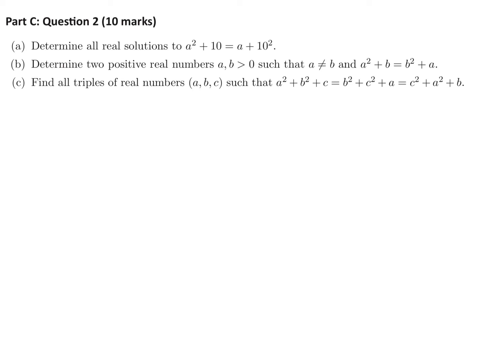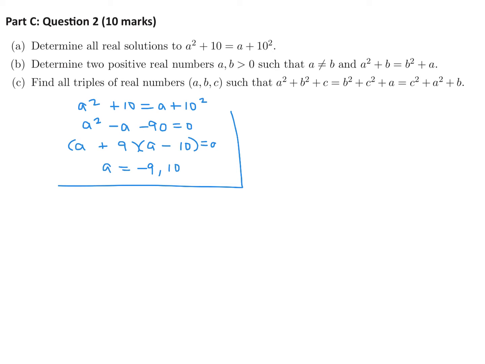Determine all real solutions to a squared plus 10 is equal to (a plus 10) squared. So a squared plus 10 is equal to (a plus 10) squared. So a squared minus a, 10 minus 100, so minus 90 is equal to 0. And I think this should factor. That is going to be a 9, 10, positive, negative. So that means a is either negative 9 or positive 10.